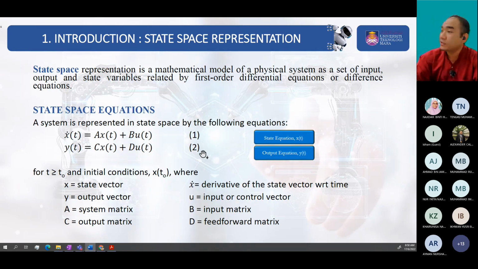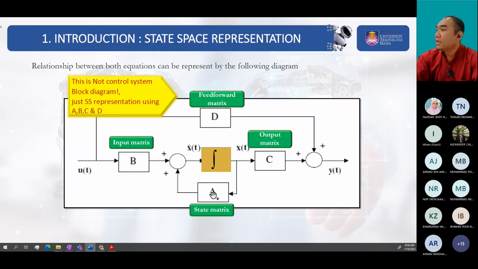Daripada equation 1 dan equation 2, we get this kita panggil dia sebagai state space representation lah, block diagram of the state space representation. D feed forward matrix, C output matrix, A is a state matrix, and B is the input matrix. Right. So D, A, B, C ni apa sebenarnya? Bezakan dengan transfer function. Kalau transfer function kamu ada dalam block tu apa? It's gonna be transfer function, right?